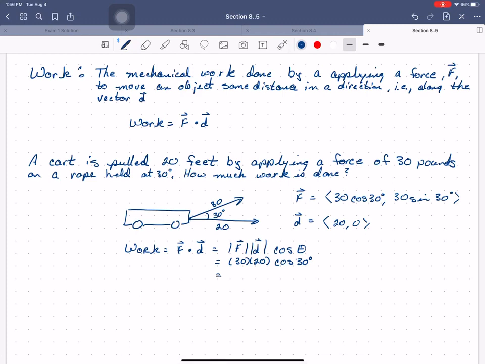So this turns out to be 30 times 20 is 600 times the square root of 3 over 2, which ends up being 300 square root 3, which if you do the multiplication, is approximately 519.615. Now, work is in foot pounds, because our force is in pounds and we multiply it by distance in feet, so it's foot pounds.